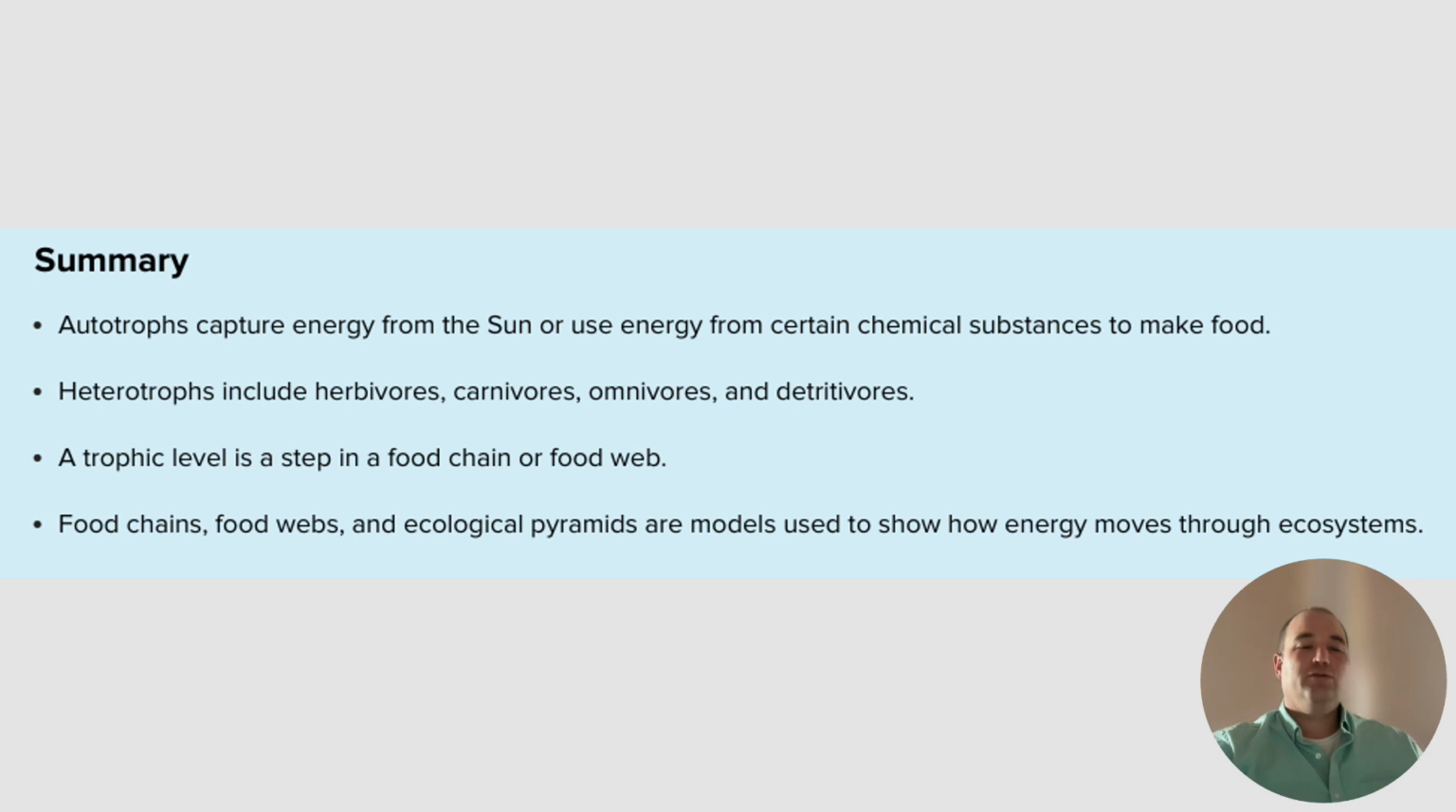So in summary, autotrophs capture energy from the sun or use energy from certain chemical substances to make food. Heterotrophs, including herbivores, which eat plants, carnivores, which eat animals, omnivores, which eat both, and detritivores, which eat dead matter, are all ways that consumers can get energy. A trophic level is a step in a food chain or a food web. And food chains, food webs, and ecological pyramids are all models used to show how energy moves through an ecosystem.